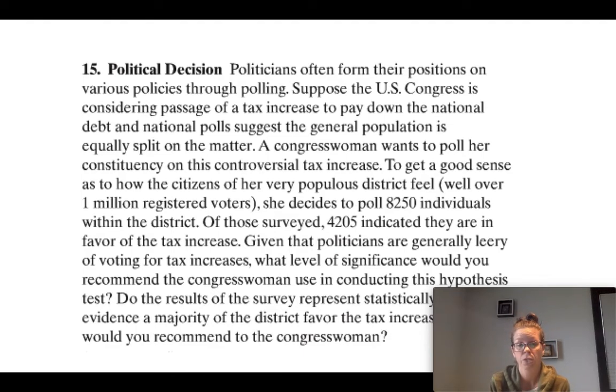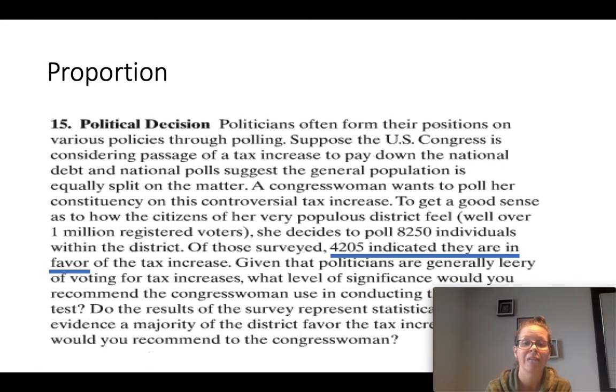Okay, keep going. So, keywords. Again, in this one, it's almost the lack of a keyword. It does not say mean, and we are talking about how many are in favor of something. This is a proportion. So we would be doing a proportion test here.